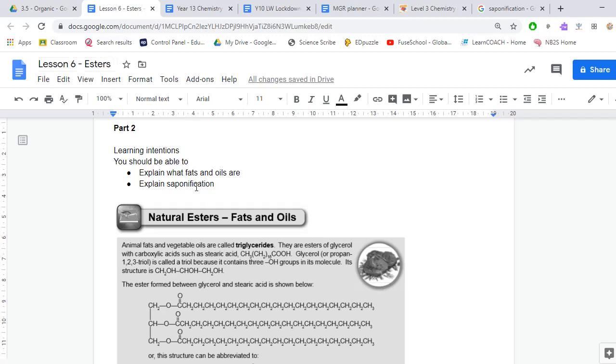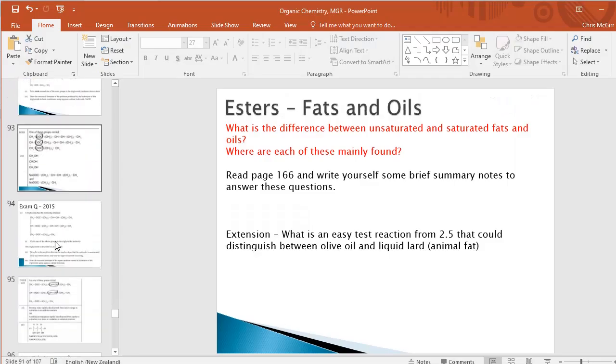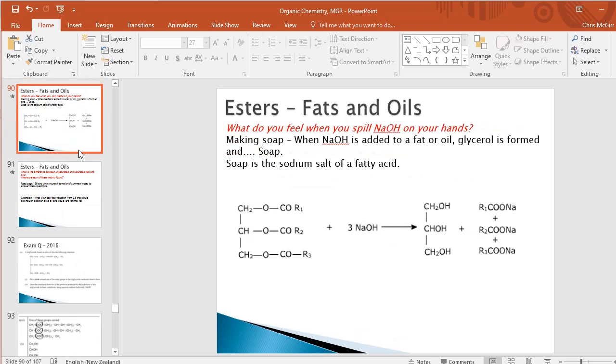So let's go back to our learning objectives. Explain what fats and oils are. They are triesters. That's as simple as they are. Now we want to explain saponification. So let's go back. Saponification. What a technical word, eh? Let's see what it means.